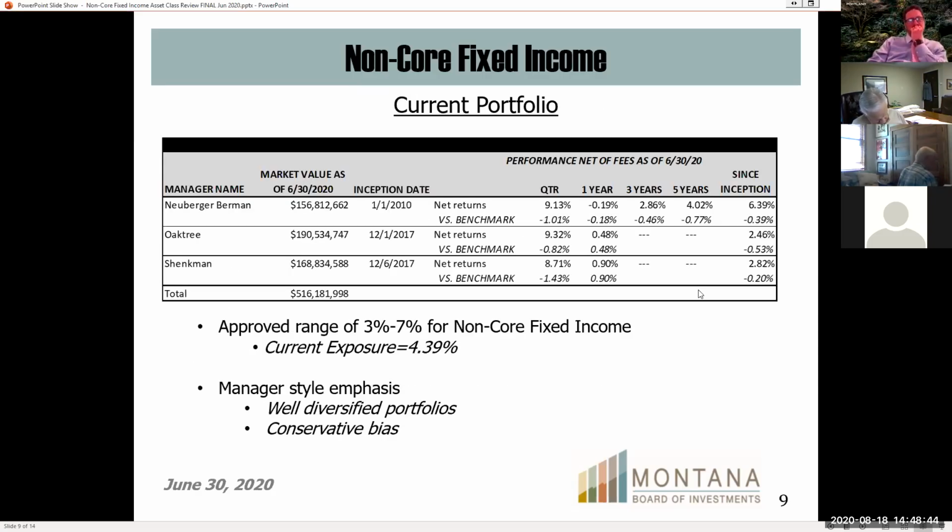Slide 9 shows our current portfolio and our 3 managers. The current exposure is just below the midpoint of the approved range at 4.4%. Some of the common characteristics of the 3 managers, really 2: first, they have well-diversified portfolios, and second, they have a conservative bias in their approach to investing, which is very important in fixed income, since the best you can do is to get back your principal and your interest.